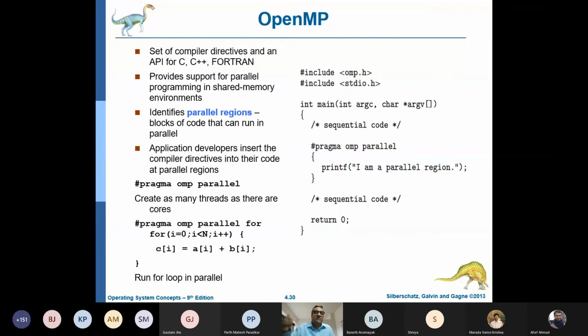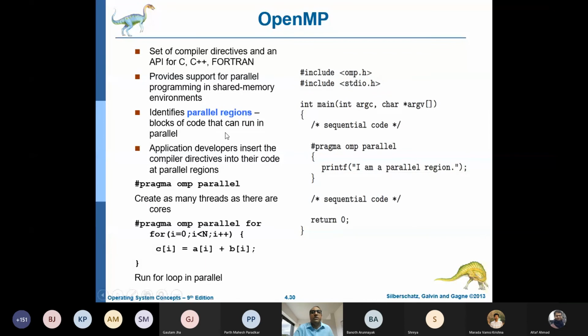So with that, at the time of compilation, whenever the compiler encounters these directives, it understands that the following block of code can be parallelizable. So it immediately creates as many threads as there are cores. For example, if a quad core processor is available, then immediately 4 threads are created. And whatever the iterations are, they will be spread across these 4 cores and can run in parallel.